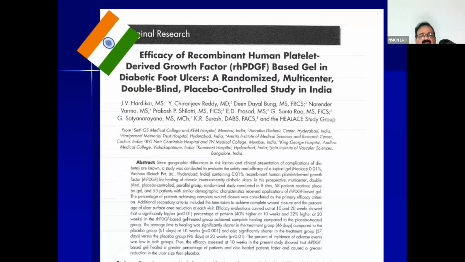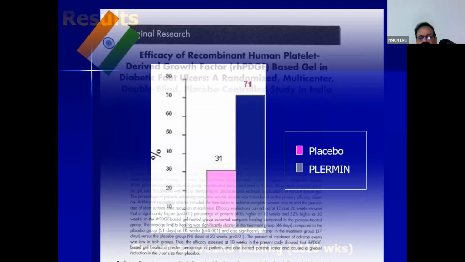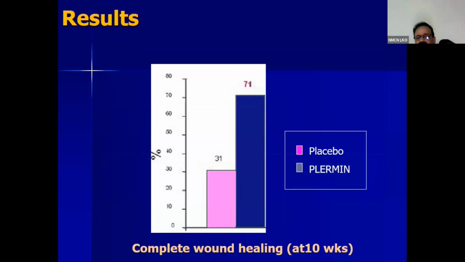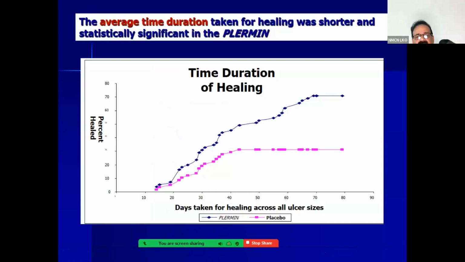This was another trial done by J.V. Hardika, and he has shown that complete wound healing was seen in more patients when Plarmin, the platelet-derived growth factor, was used in comparison to the placebo. Similarly, here also, see that the average time taken for healing was shorter and statistically significant with Plarmin. The upper one is the Plarmin graph and the lower is the placebo.